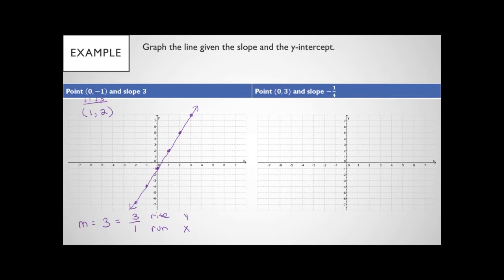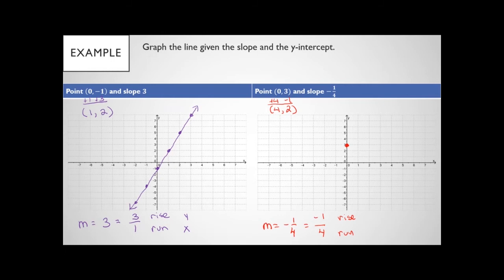Now, the graph on the right, we have a point (0, 3). I am going to plot 3 on the y-axis. That's our y-intercept. And then the slope is -1/4. Usually we put the negative on top. So the rise, we're going to go down 1, and then the run, we're going to go over 4. If you want to think about this in terms of ordered pairs, we're subtracting 1 from y, and then we're going to add 4 to x, and we're going to get another point, (4, 2).